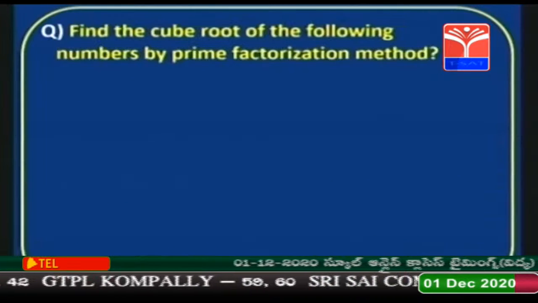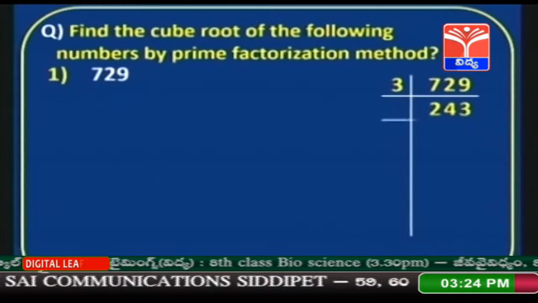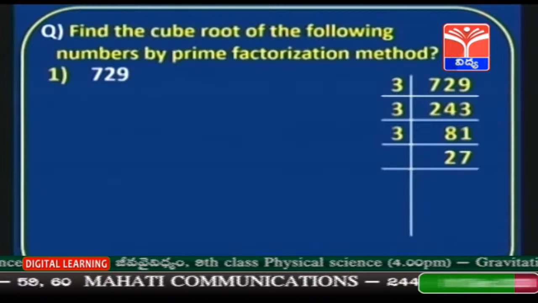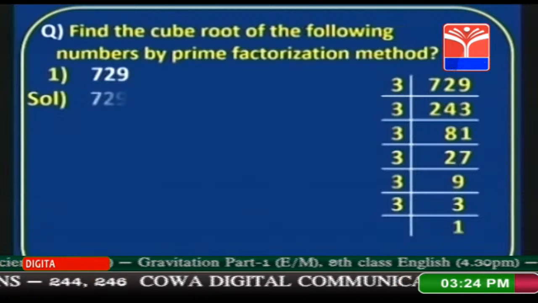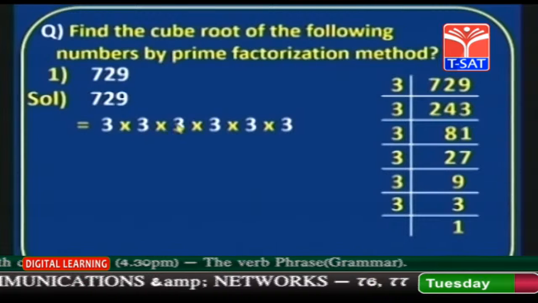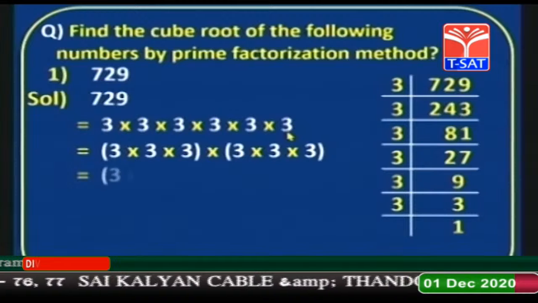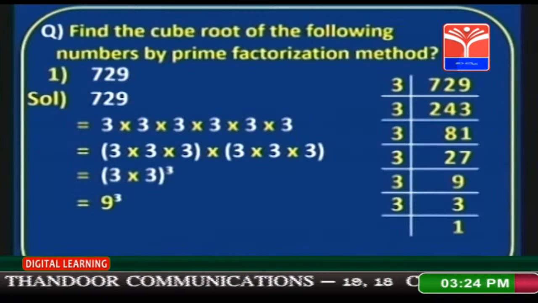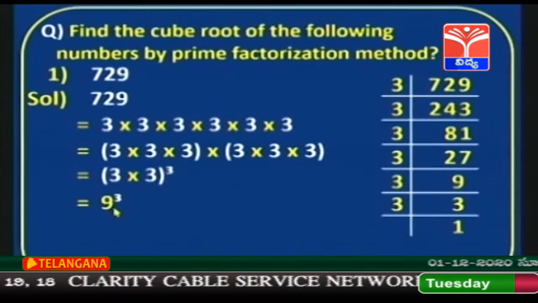Find the cube root of the following numbers by prime factorization method. 729. You can take 3 243s, 3 81s, 3 27s, 3 9s, 3 3s, 3 1s. Okay children, now what can you write for 729? Yes, you can write 3 into 3 into 3 into 3 into 3 into 3. Now I can make 2 groups. So I can write 3 into 3 whole cube. I can write it as 9 cube. Am I able to write 729 as a cube? Yes, which is equal to 9 cube.